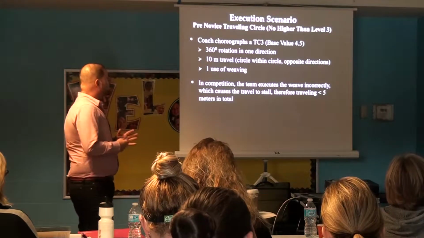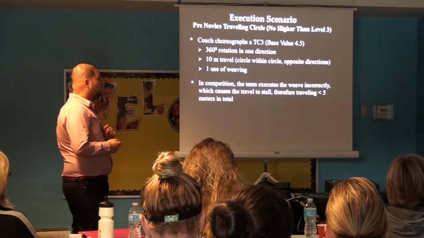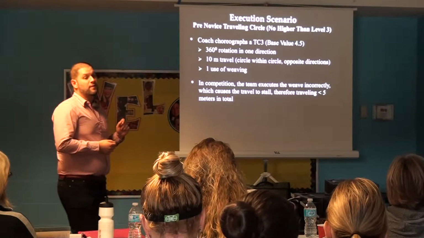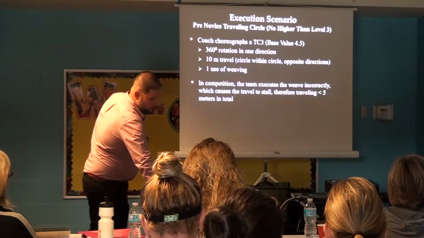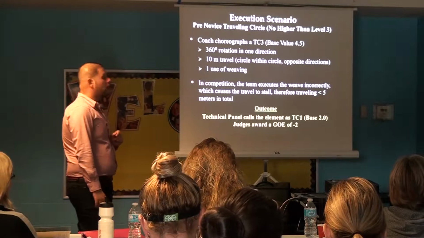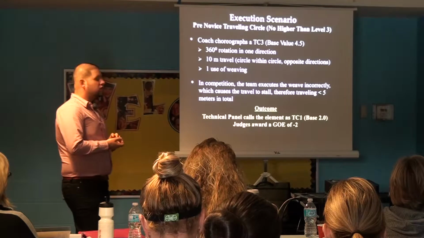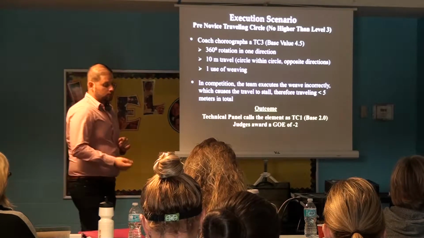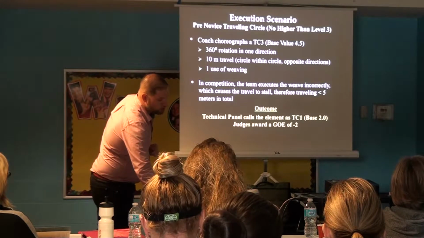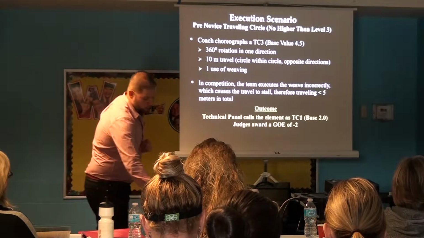In competition, your team executes the weave incorrectly, which causes your travel to stall. It doesn't travel more than 5 meters. End result, the tech panel has to call it traveling circle 1, which goes to a base value of 2.0. The judges awarded GOE of -2. Not very good. You've already lost 2.5 points, and now the judges have taken off more because they've given you a negative GOE.